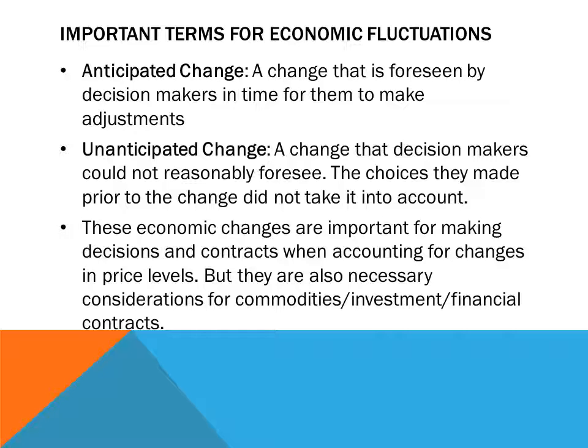Before taking a look at the aggregate supply and aggregate demand model, we should go over a few important terms for understanding economic fluctuations. The first is an anticipated change in our economic system. This is a change that is foreseen by decision makers, such as workers and businesses, in time for them to make adjustments to their long-term contracts. However, there can also be unanticipated changes. These changes include a change that decision makers could not reasonably foresee. That is, the choices they made prior to the change did not take it into account.